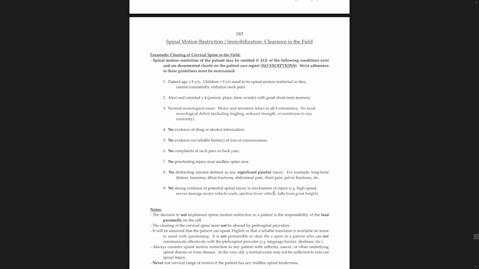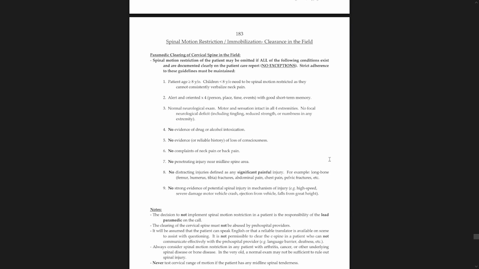No exceptions. Strict adherence to these guidelines must be maintained. A patient must be greater than or equal to 8 years old. Children less than 8 years old need to be spinal motion restricted as they cannot consistently verbalize neck pain. They need to be A&O times 4 with good short-term memory. They must have a normal neurological exam, with motor and sensation in all 4 extremities.